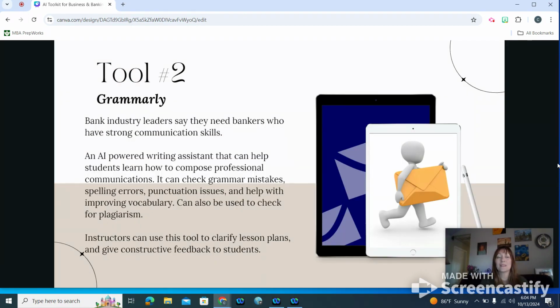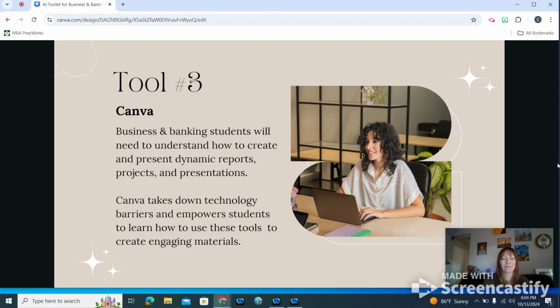Bank industry leaders say they need bankers who have strong communication skills. An AI-powered writing assistant can help students learn how to compose professional communications, and it can also check for grammar mistakes, spelling errors, punctuation issues, and help with improving their vocabulary. They can also use it to check for plagiarism, and we instructors can use this tool to help clarify our lesson plans and give constructive feedback to students.